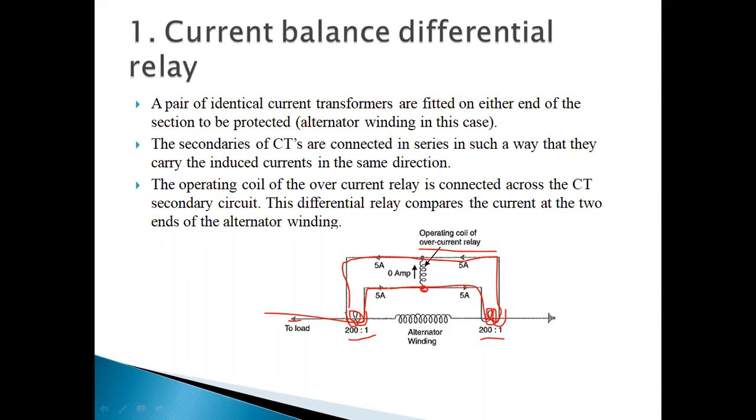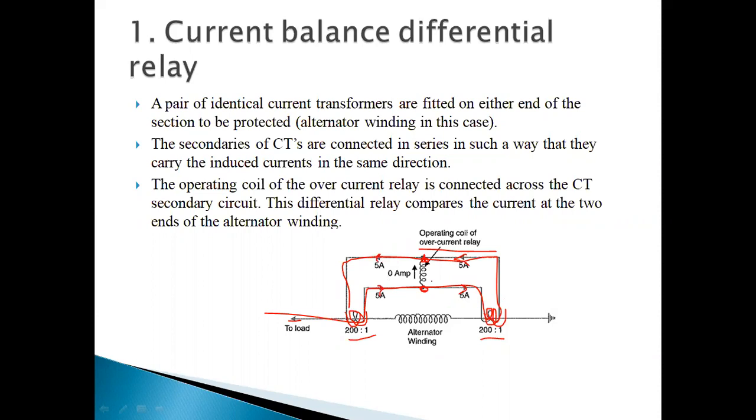Okay, at this point the input current is 5 ampere, right? Output current is also 5 ampere. Then if you go from this current transformer again for this end also, the input current is 5 ampere, output current is also 5 ampere.